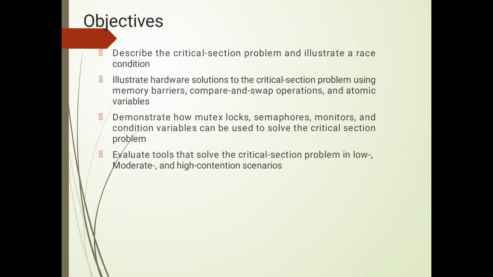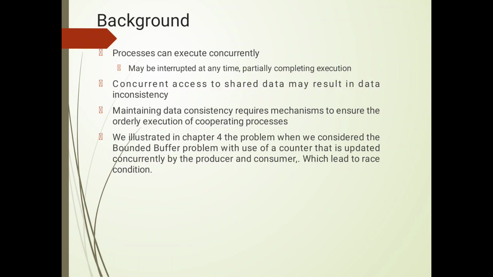The objective is to describe the critical section problem and illustrate a race condition. Examine hardware solutions to the critical section problem using memory barriers, compare-and-swap operations, and atomic variables. Demonstrate how mutex locks, semaphores, monitors, and condition variables can be used to solve the critical section problem, and evaluate tools that solve the critical section problem in low, moderate, and high contention scenarios.